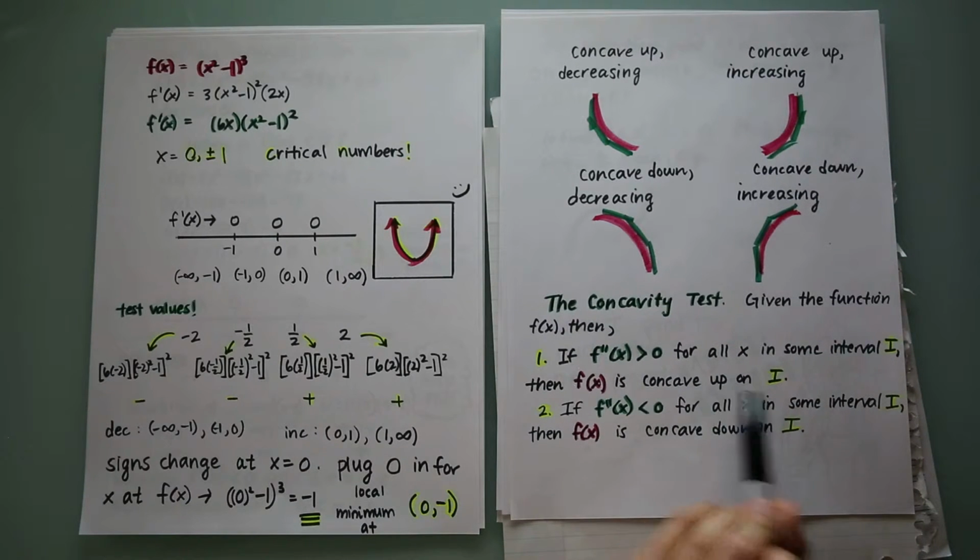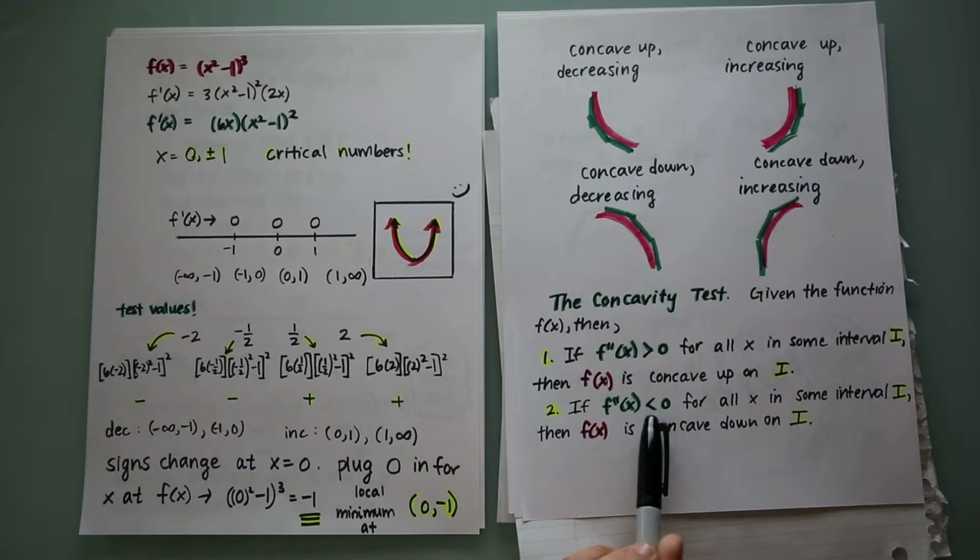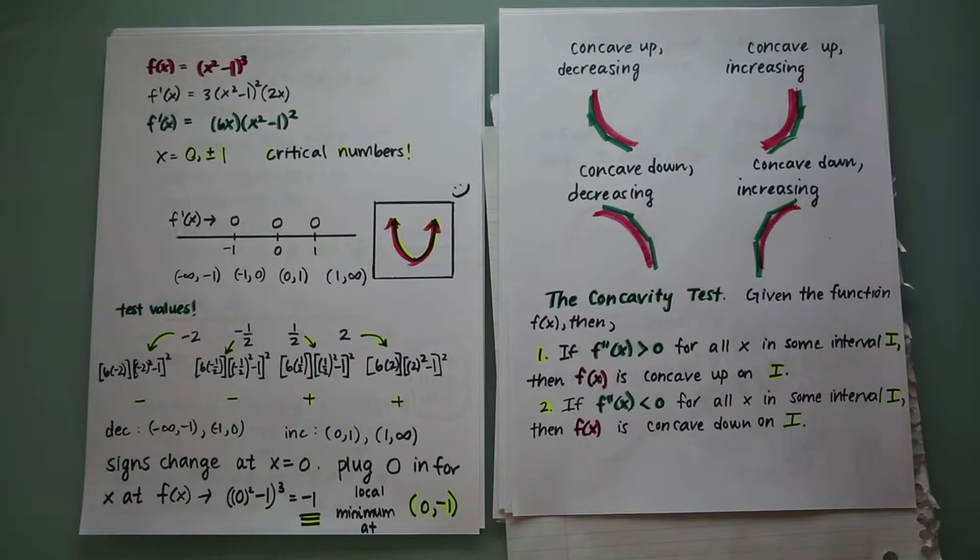x is concave up on I. If the second derivative is less than 0 for all x in some interval I, then f of x is concave down on I. Now if the second derivative were equal to 0, then there would be no concavity. Notice that concavity and the increasing or decreasing aspect of the function is completely separate, and they do not have anything to do with each other.